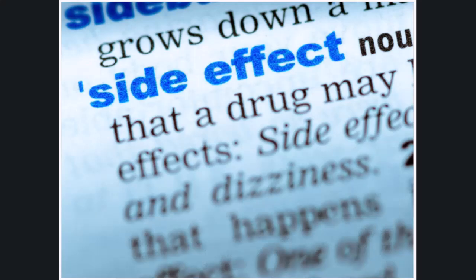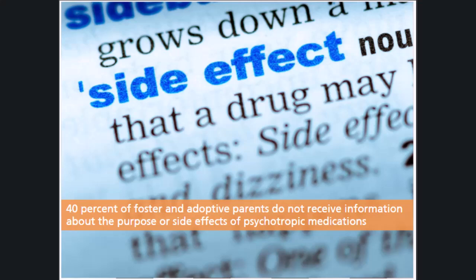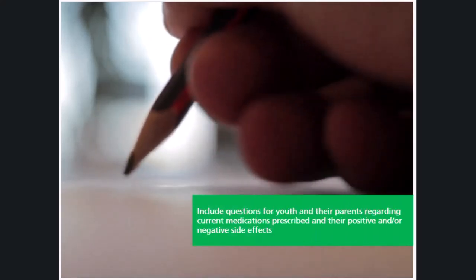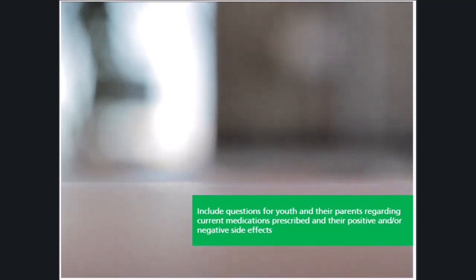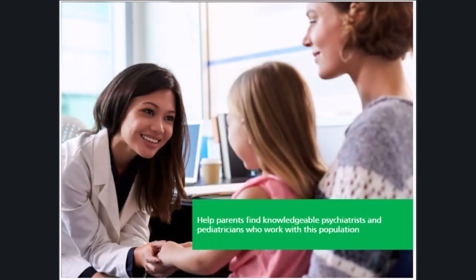In addition, research findings have raised other concerns, such as the fact that nearly 40% of foster and adoptive parents do not receive information about the purpose or side effects of psychotropic medications, and prescribers not monitoring important side effects in their oversight of this treatment. During your assessment, include questions for youth and their parents regarding current medications prescribed and their positive and/or negative side effects. Help parents find knowledgeable psychiatrists and pediatricians who work with this population for initial assessments or reassessments of youth.